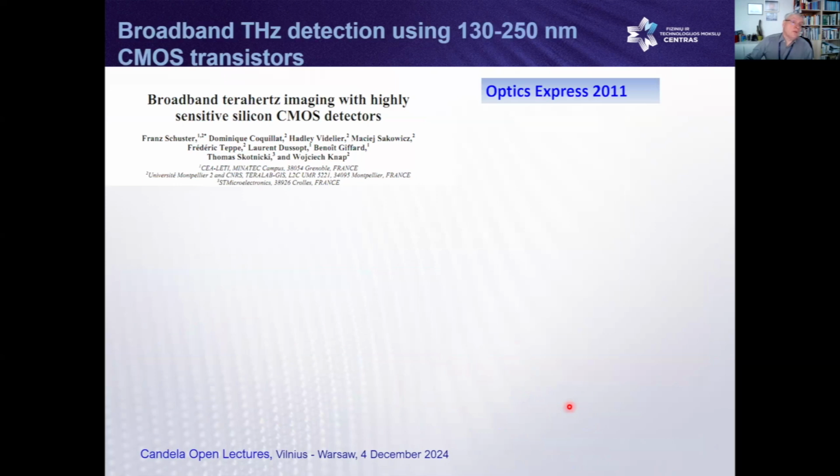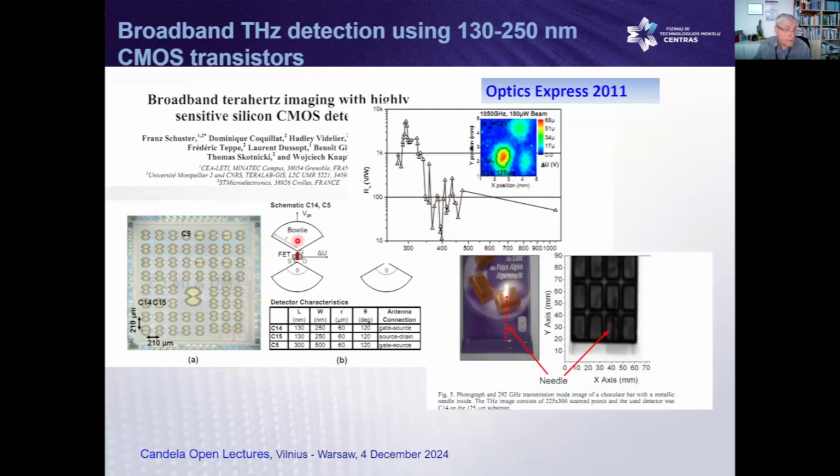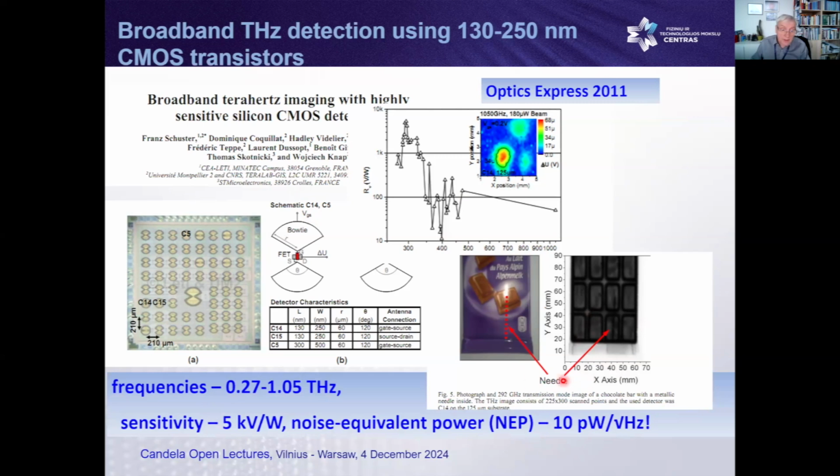And one seminal work I would like to underline: CMOS works, and seminal work of the Wojtek Knap group. They implemented this silicon device in an imaging system with antennas. They recorded a needle in a chocolate, but it's not the best achievement. What they observed is that noise equivalent power in silicon devices was in the range of 10 picowatts per square root hertz. These were very impressive numbers, and it was the main achievement. It was at room temperature.